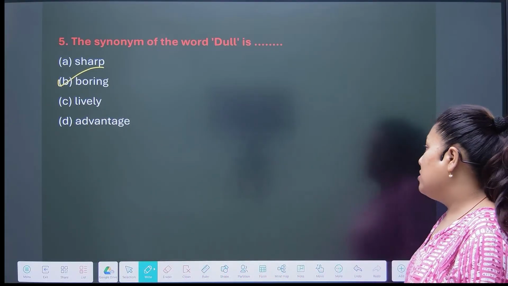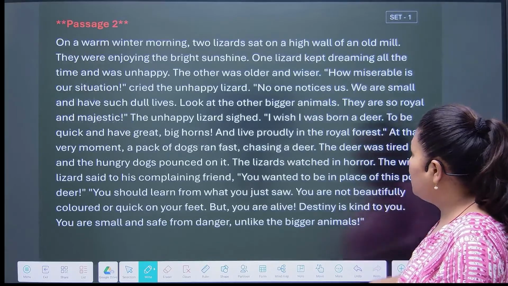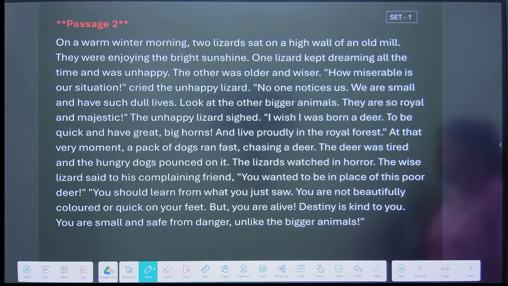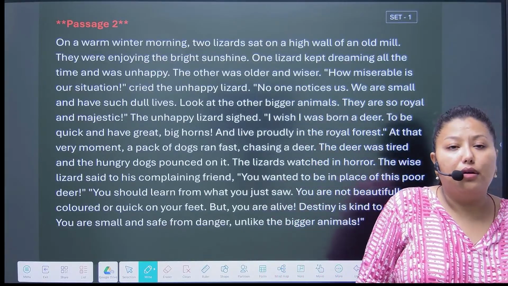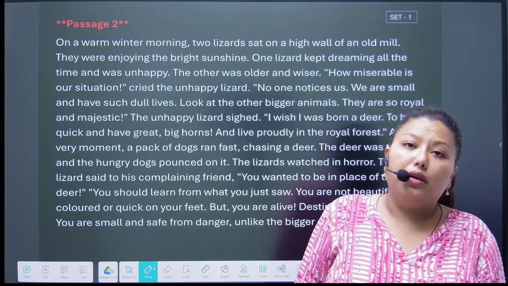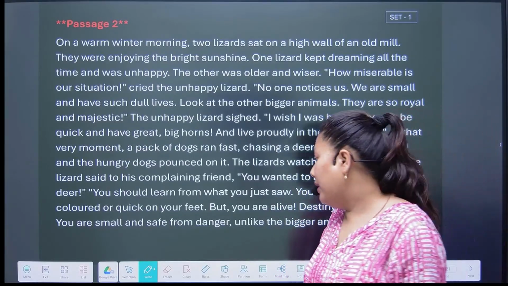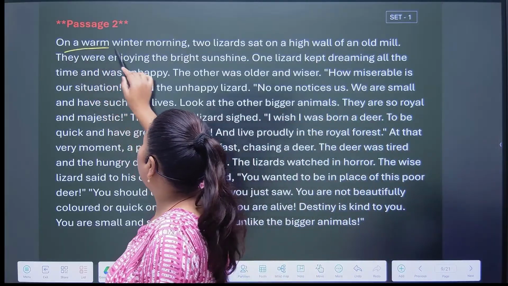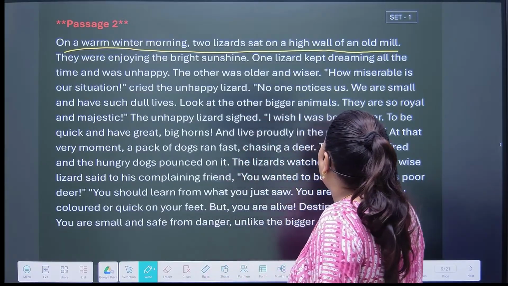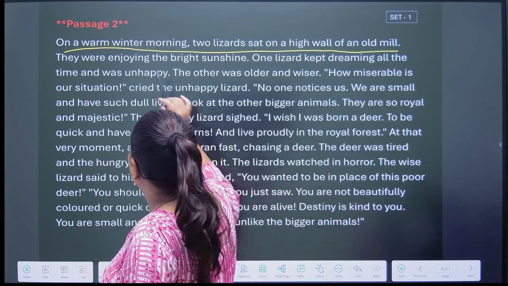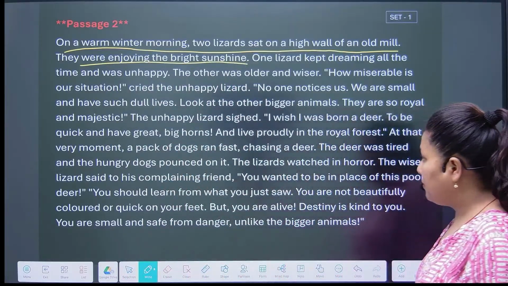Okay, so all the questions are done. Now we will see other questions from the passage. The first question is, on a warm winter morning, what were the two lizards doing? The correct answer is, on a warm winter morning, two lizards sat on a high wall of an old mill and they were enjoying the bright sunshine.